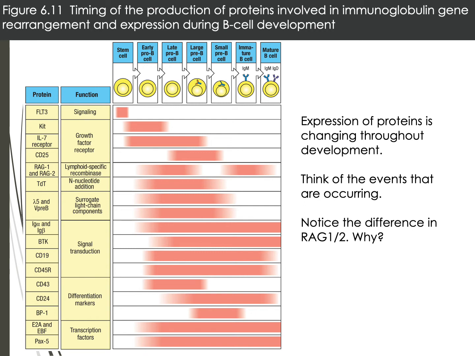If we look at things like lambda 5 and V pre-B proteins, I don't expect you to memorize these ones, but you can see that they're involved with the surrogate light chain, and so you can see how that coincides with when the surrogate light chain is being expressed, and that's in the pro-B cell stage into the pre-B cell stage, right? So again, if you think about these different markers and what their function is, it makes sense where we're seeing these changes in expression levels.